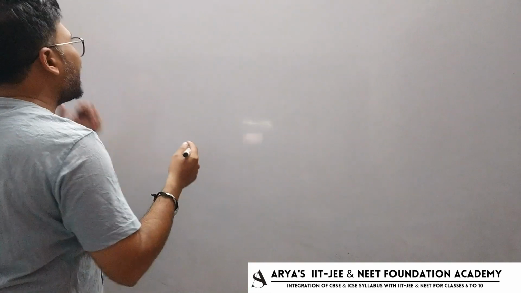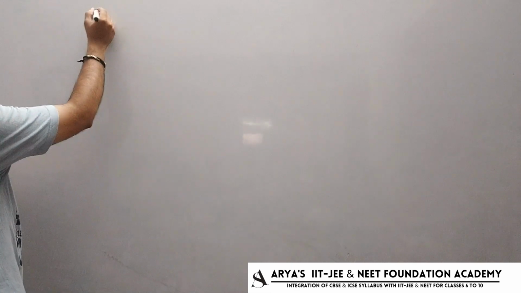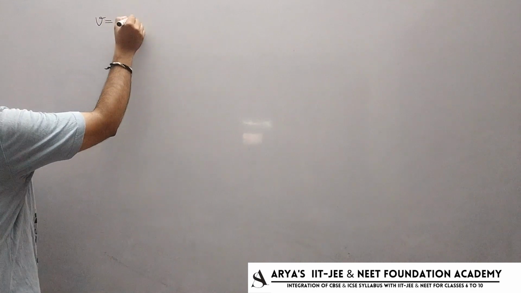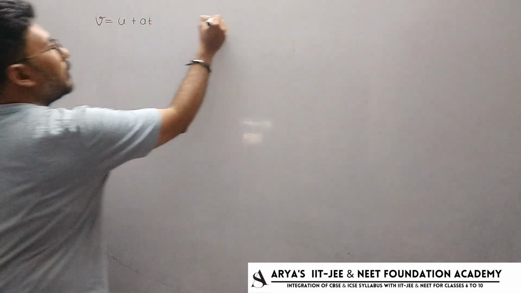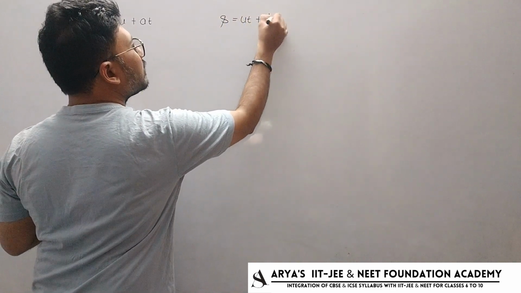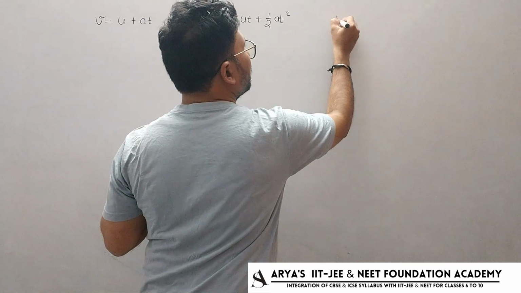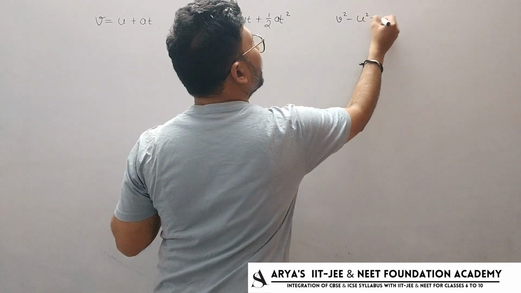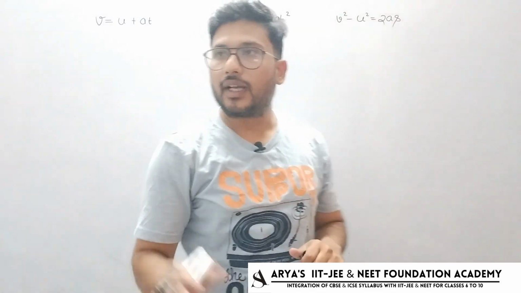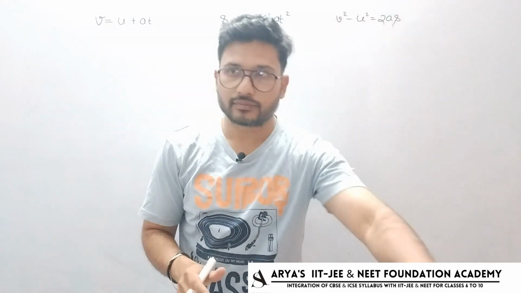Now, case 1, when the body is going in a straight line, there are three equations of motion. Number 1, V is equal to U plus AT. Number 2, S is equal to UT plus, very good, half AT square. Number 3, V square minus U square is equal to 2AS. So these are three formulas when the body is going in a straight line on the road.